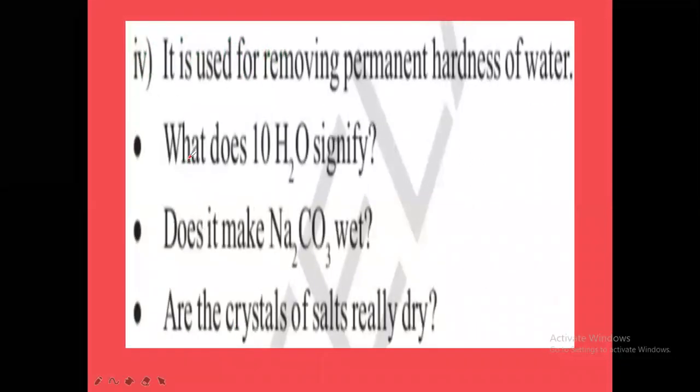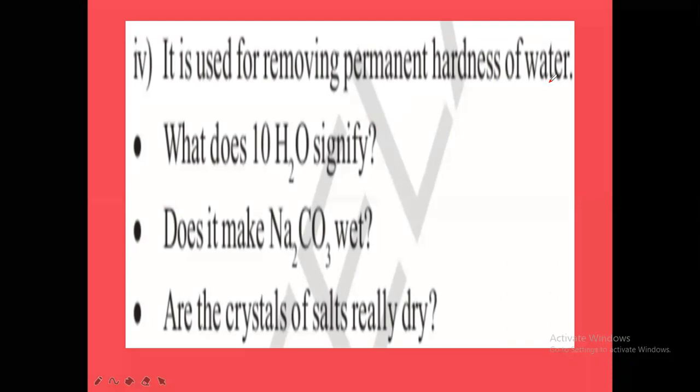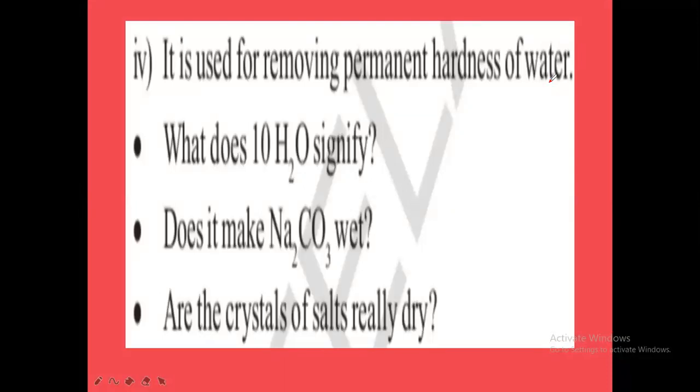Next, it is used for removing permanent hardness of water. What is used to remove permanent hardness? Na2CO3, sodium carbonate. The hardness of water will be of two types: temporary hardness and permanent hardness. The permanent hardness of water can be removed by using sodium carbonate. So keep that point in mind.